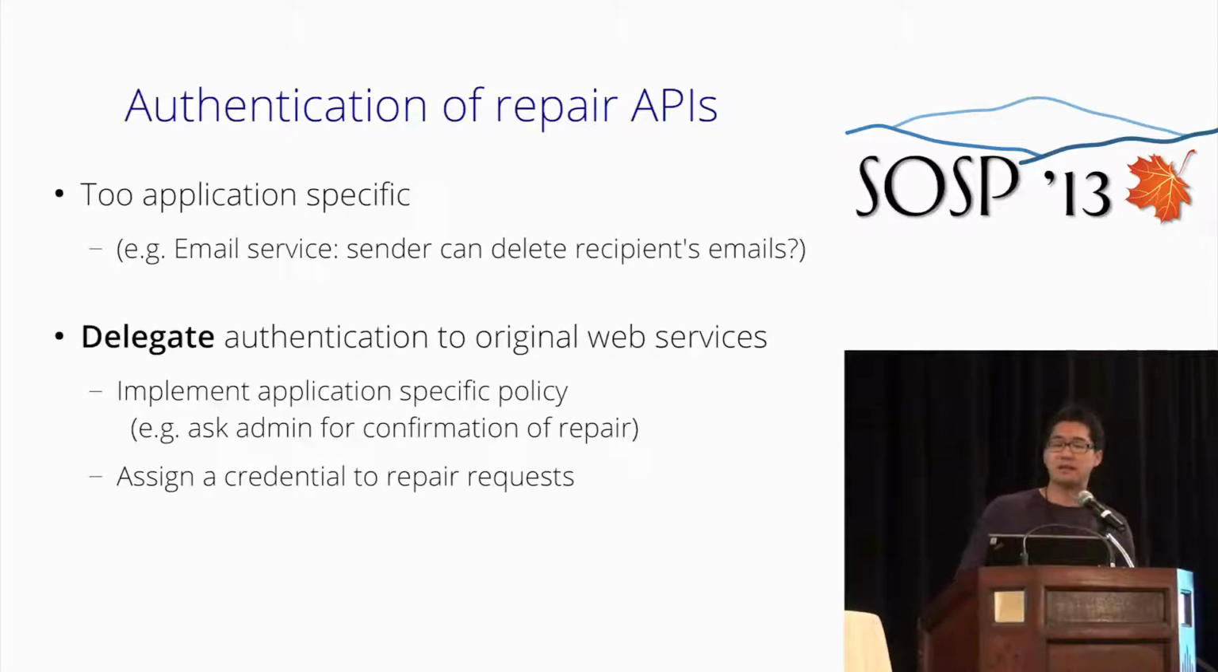We now have a list of repair APIs, then who can actually invoke this repair API? In fact, authentication of the repair API is too application specific. For example, thinking about an email service, do I have to allow the sender to delete the recipient's email? It's probably not, because your email would suddenly disappear from your inbox. It might be surprising. In order to avoid this problem, we simply delegate the authentication to the original website.